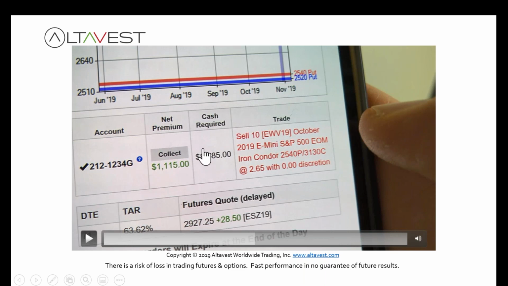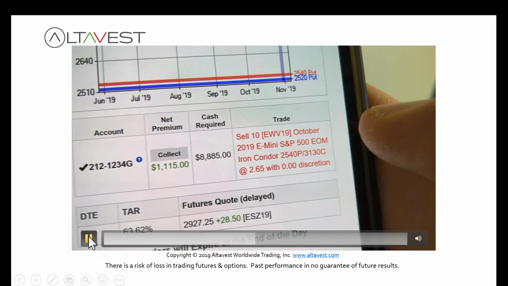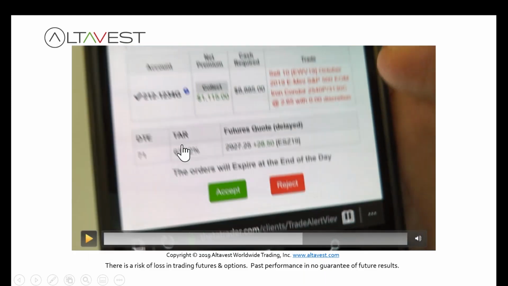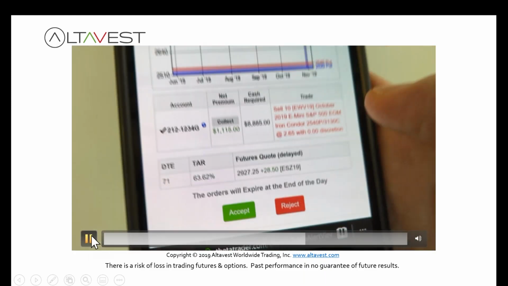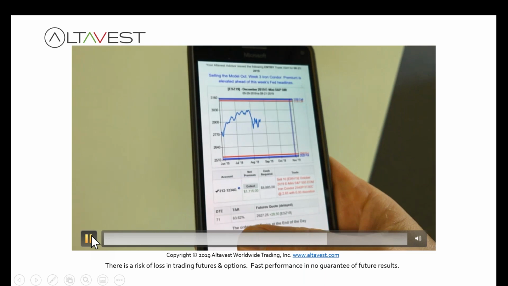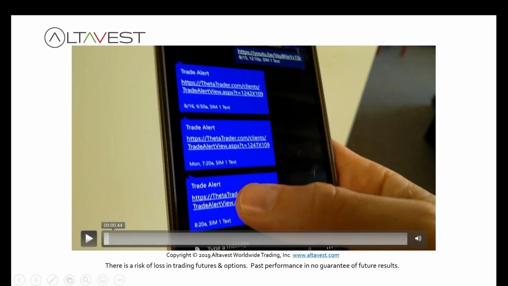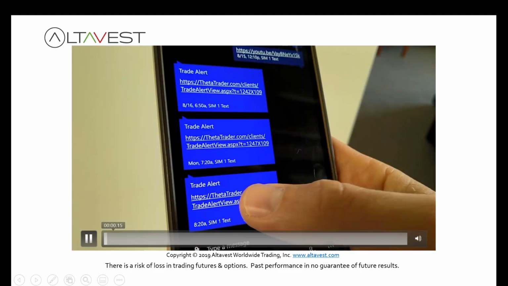You're not going to have a concentration of strike prices. If you've already got another trade at a 3,500 strike, you're not going to get another one at or even near that price. Okay, so days till expiration, targeted annualized return, and you touch accept. And that's it. One more time, you just get a text alert with a link.